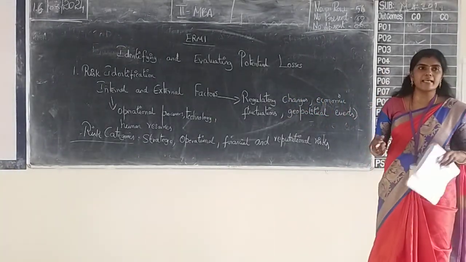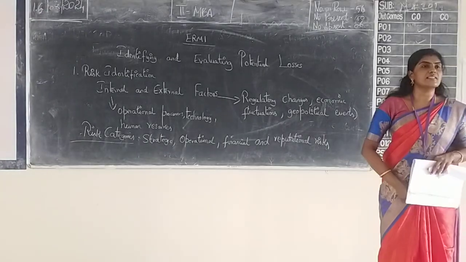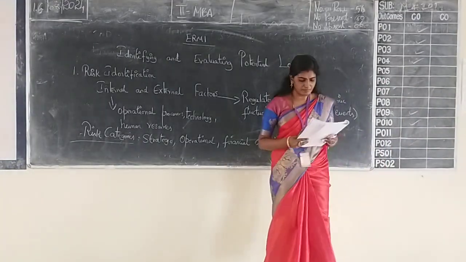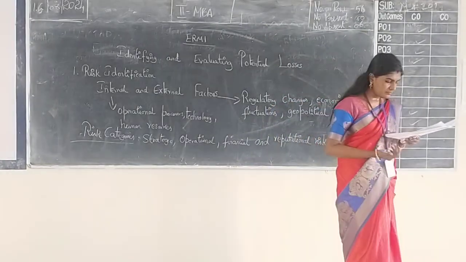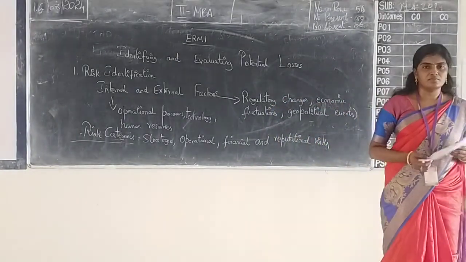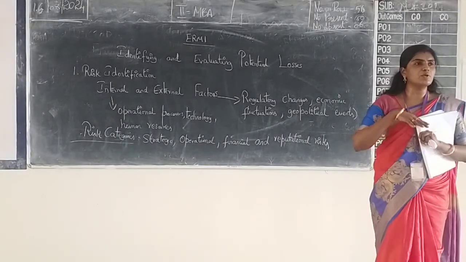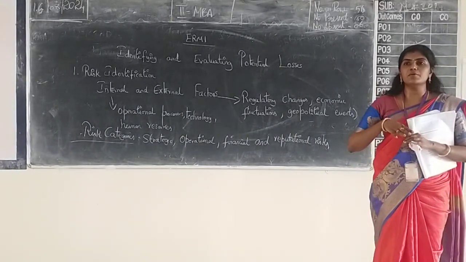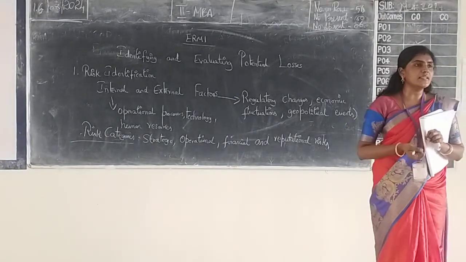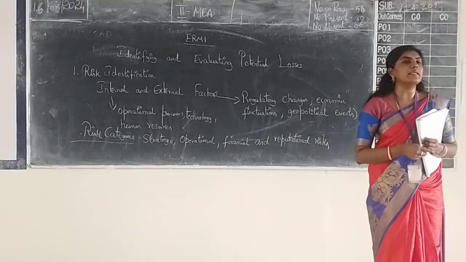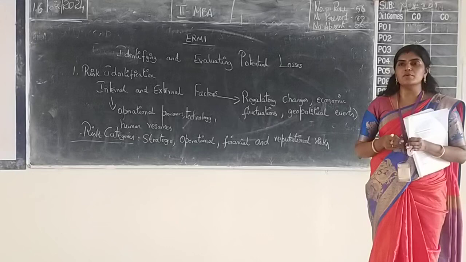Finished up. So next, the second one, risk assessment. Second point, risk assessment. First you have to identify the risk. Next you have to assess the risk. You have two types of risk assessment, that is quantitative and qualitative risk assessment.